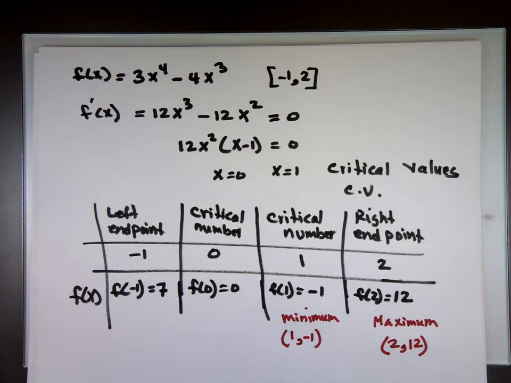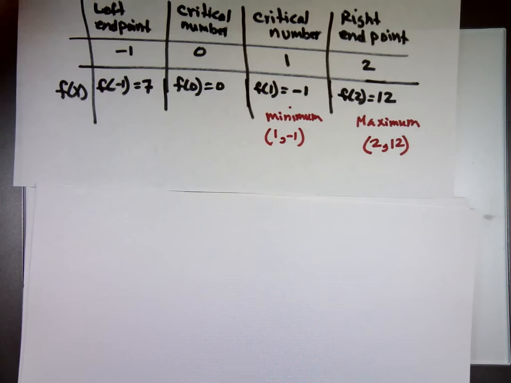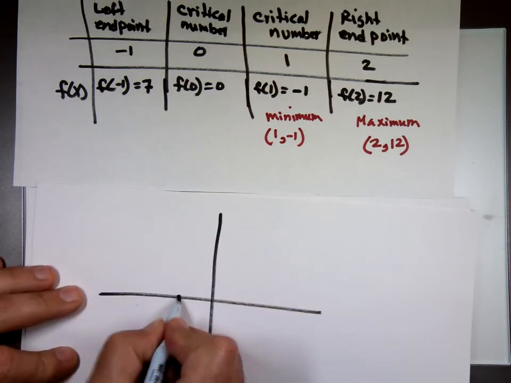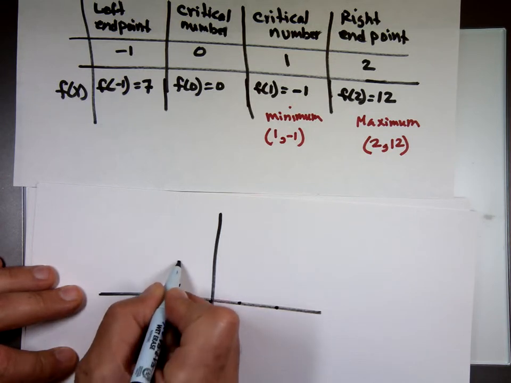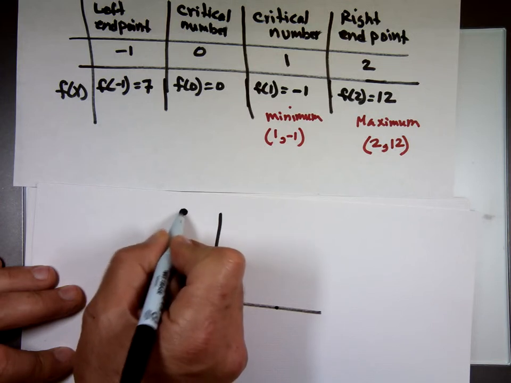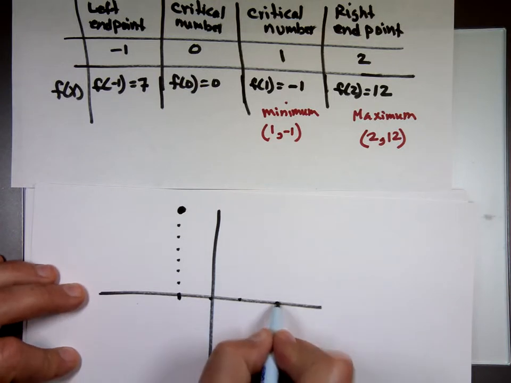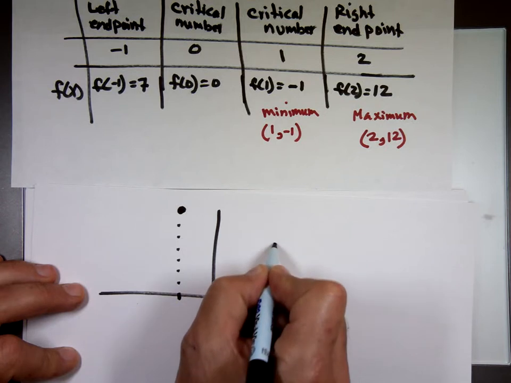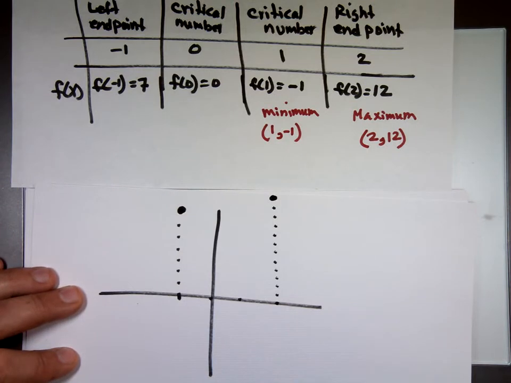I can actually, with these numbers, predict what the graph looks like. How do we know what the graph looks like? We have the endpoints. Watch this. This is the minus 1, the 0, the 1, the 2. At minus 1, the value is 7: 1, 2, 3, 4, 5, 6, 7, right there. At 2, the value is 12: 1, 2, 3 up to 12. At 0, the value is 0. At 1, the value is minus 1.